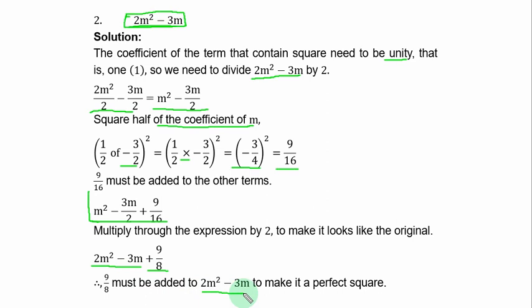So you don't just conclude until in your result the original expression is found there. That is why we didn't stop at this point. So to achieve the original expression, we have to multiply through that expression by 2.